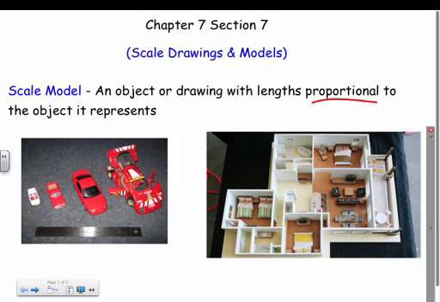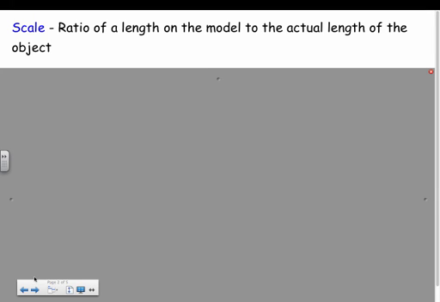Same thing, architects and engineers make models, whether it's a drawing or actual little pieces like this little house right here. They make the side lengths proportional to what it's supposed to look like in real life, so you can see what it should look like, just a smaller version of it. So side lengths are always proportional when dealing with scale models. Let's go ahead and use that.